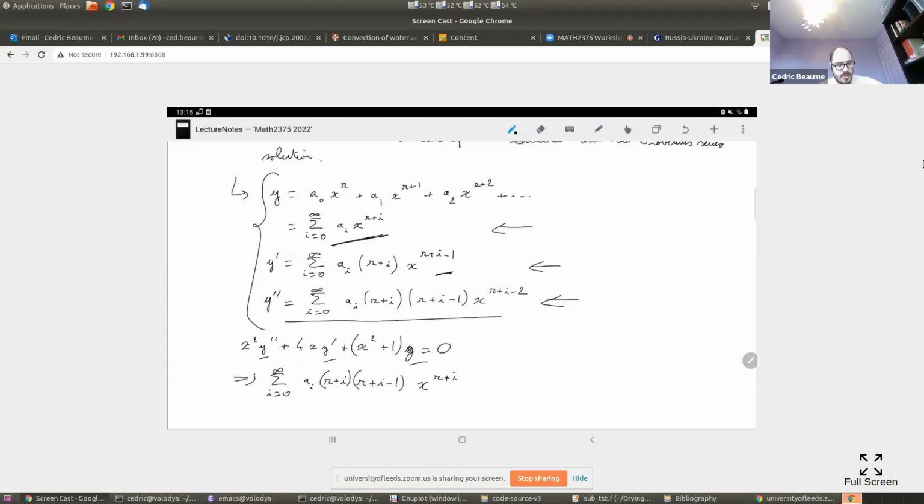Then I'm looking at my second term, which is this guy here, 4xy prime. So that gives me a sum, this time I'm looking at this guy here. So that's giving me the sum from i equals 0 to infinity of, and I need to multiply this by 4x. So it's 4a_i (r+i), and I've got x to the r plus i minus 1 times x. So x^(r+i-1+1), so x to the r plus i. And that's it for the second term. And I'm going to take it slowly.